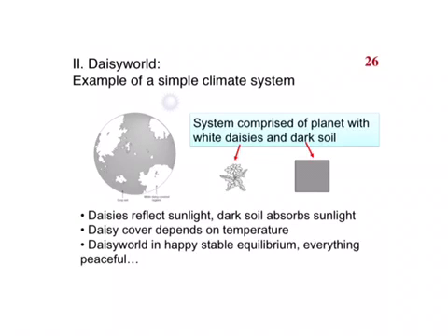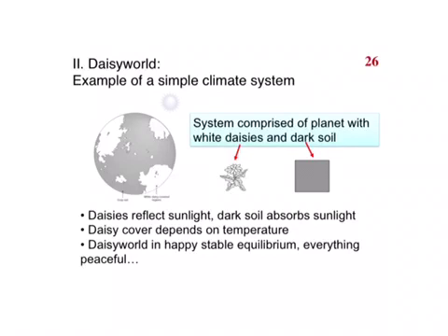So in this part of the lecture, we're going to take some of these concepts and vocabulary words and apply them to understand how a system can become self-regulating. And we're going to use the example of Daisy World. It's kind of a cartoonish example, but it's actually the very example that led James Lovelock to propose the Gaia hypothesis, which we'll talk a little bit more about at the end of this lecture.